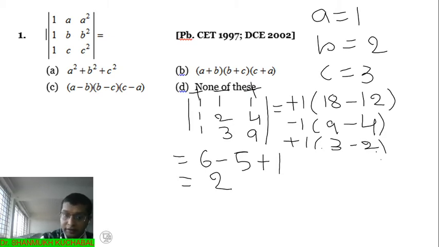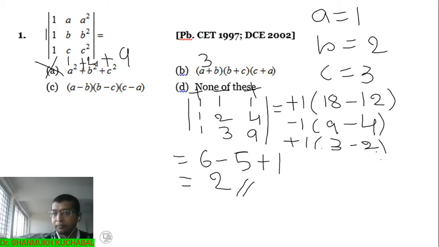We should get once again 2 as an answer. 1 square 1, here 2 square 4 and 3 square 9 it is. This is not equal to 2, so wrong answer. Once again, a plus b, it is a 3, b plus c, it is a 5, and c plus a, it is a 4 here. If you multiply these, the answer is not equal to 2.